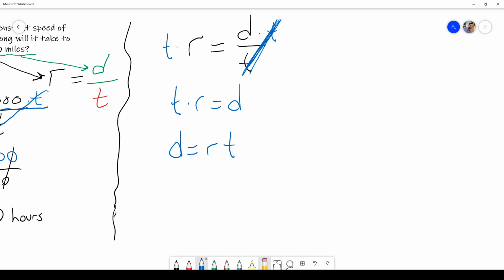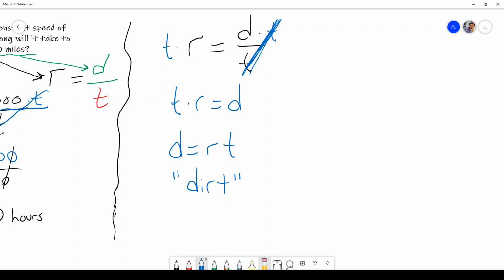Why? D equals RT kind of spells dirt. I just think of dirt. If I remember that, I always know that D equals RT. I don't even need to think about it. I don't have to go through all the steps to create the equation. I just remember this one, because then I can manipulate it.